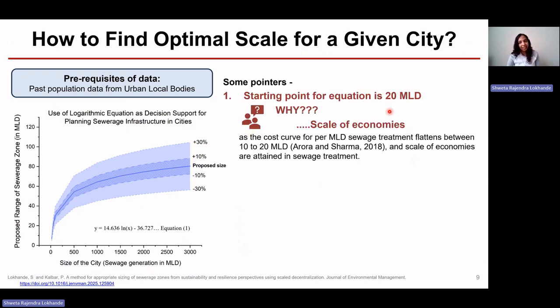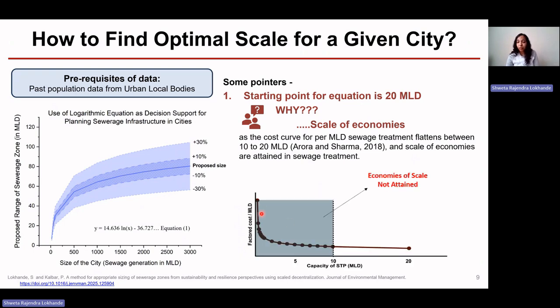The starting point for equation is 20 million liters per day. That is, two plants of, let's say, 10 million liters per day are recommended for a starting size of the city of 20 MLD. Why? Because of the scale of economies. As from literature, the factored cost per MLD for sewage treatment reduces with increased STP capacity, and it somewhat flattens between 10 to 20 million liters per day. So it can be safely said that a sewage treatment plant exceeding 10 MLD capacity has attained the scale of economy, and hence the minimum size can be recommended as 10 MLD, and hence for a city of a size 20 MLD, two treatment plants of 10 MLD can be adopted.